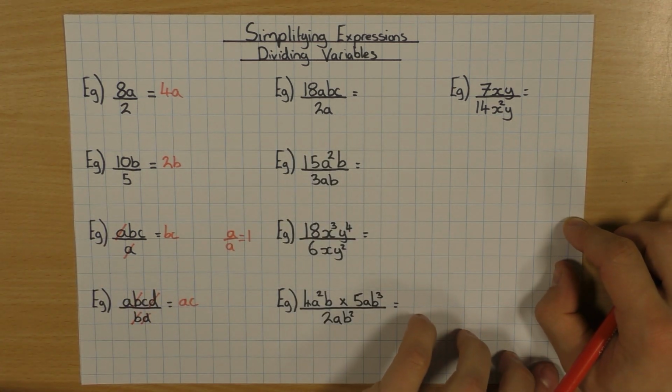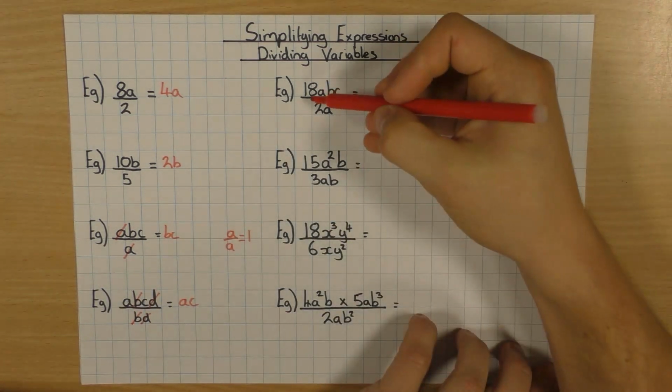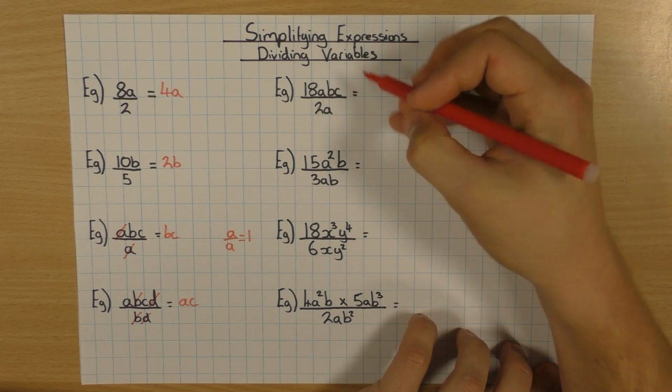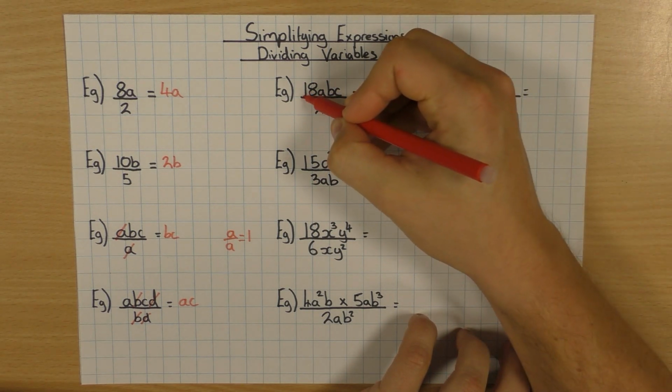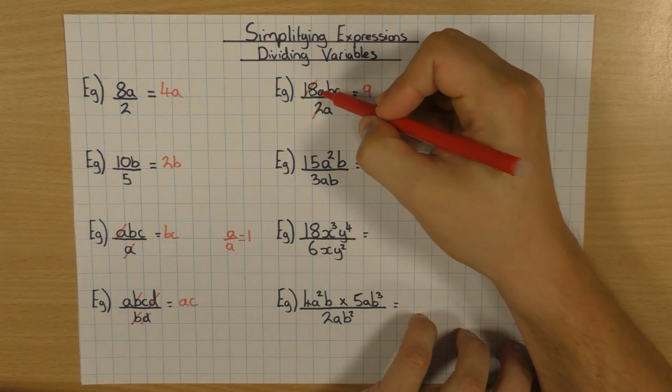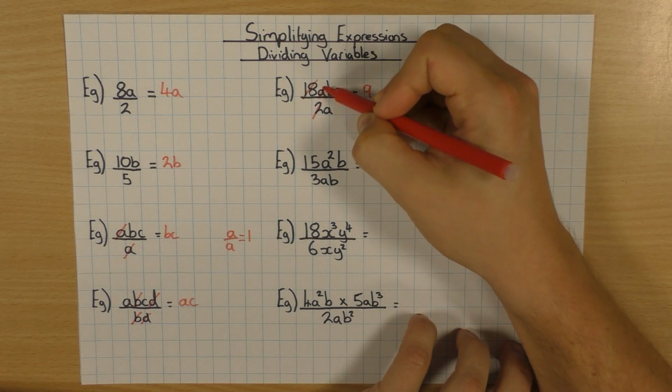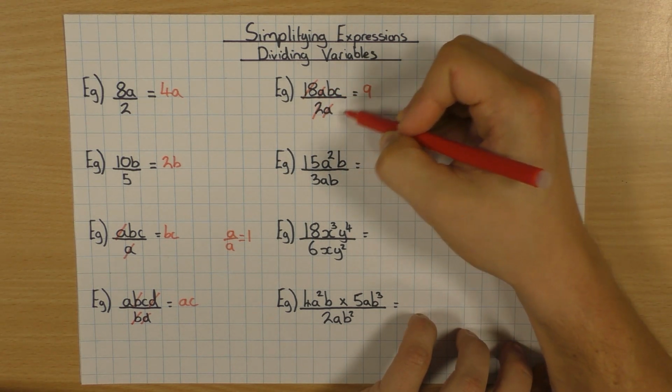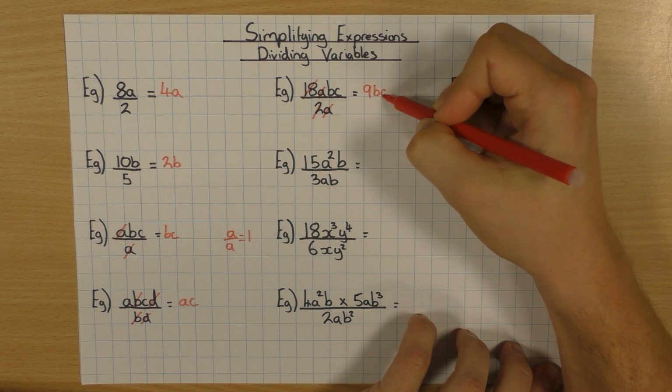This time I put some numbers and variables in. So I'm just going to do the numbers first. 18 divided by 2 is 9. So I've dealt with the numbers, that's done. And look at the variables now. I've got an A on top, A on the bottom. Nothing else will cancel, so it's 9BC.